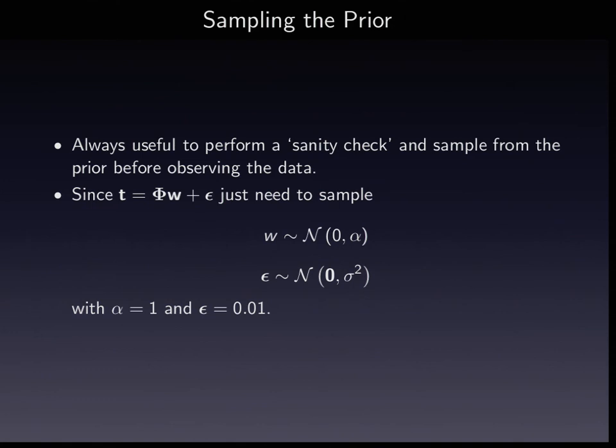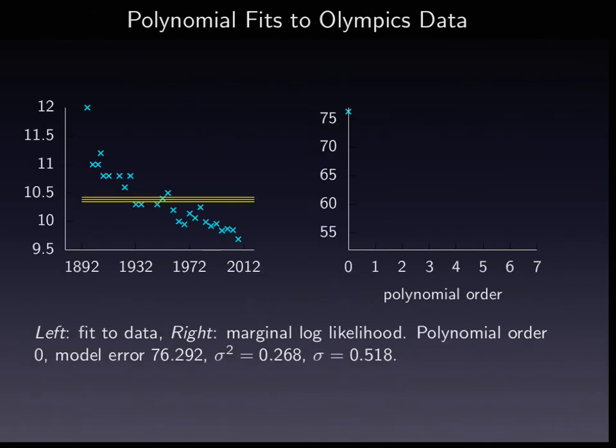Now, it's always useful to perform a sanity check and sample from the prior before observing the data. That's one of the things you've been doing in the lab. Just sample a bunch of W's from the prior and then multiply by the phi. In the Bayesian approach, that's your belief about the functions before you start. This was one of the tasks in the lab in preparation for this.